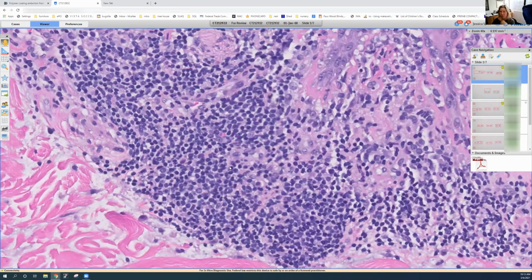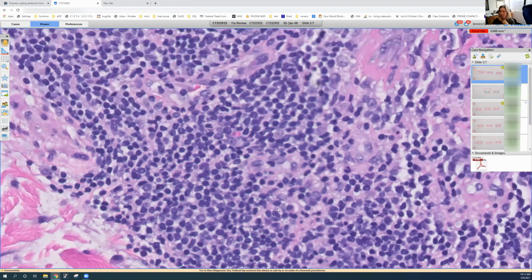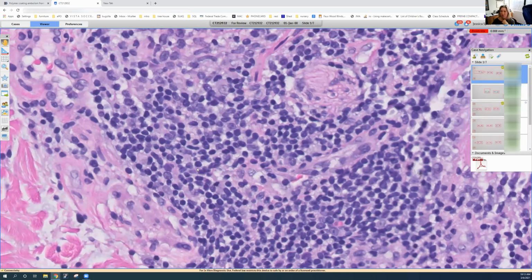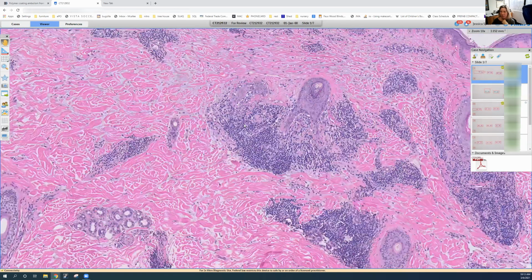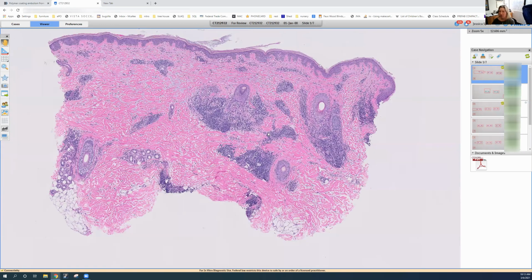And then we look at the infiltrate. It's mostly lymphocytes, maybe a few histiocytes, maybe some plasma cells, which are not jumping out at me right now. But no eosinophils, no neutrophils. So I thought annular lesion, interface, superficial and deep, centered on the follicles. This is probably lupus.